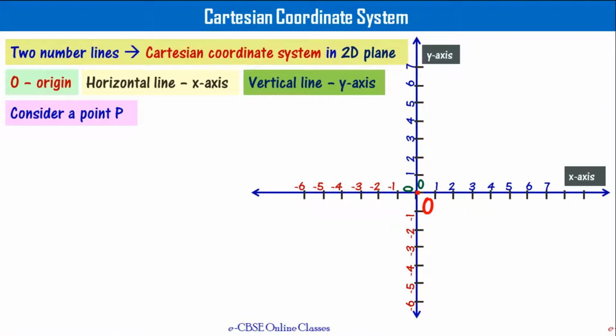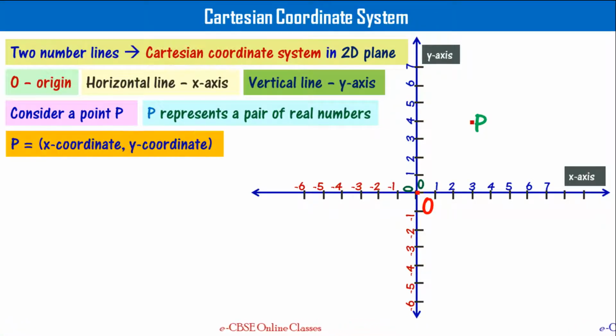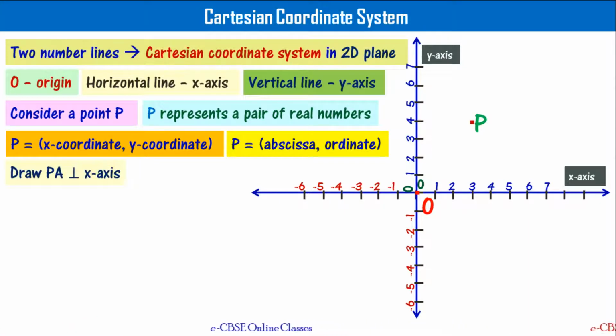Let's now consider a point P in the 2D plane as shown in the figure. As we have discussed earlier, P represents a pair of real numbers. So P can be written as x coordinate comma y coordinate or abscissa comma ordinate. How do we get these? Let's take a look at that. Let's draw line PA perpendicular to x-axis as shown in the figure.